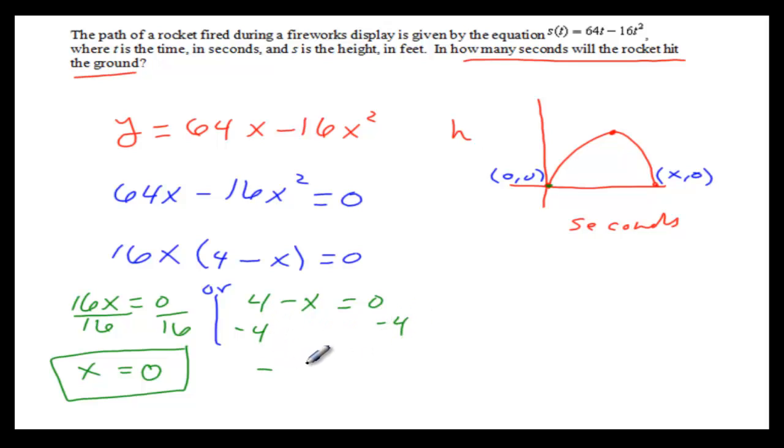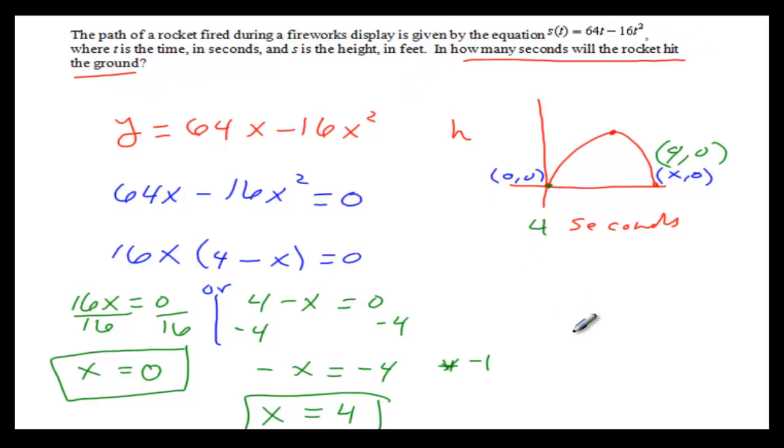And the other one: you subtract 4 and get negative x equals negative 4, and then you multiply both sides by negative 1 to get rid of the negatives. You get x equals positive 4, and that is the other one. So after 4 seconds, this point is 4 and 0. After 4 seconds, the rocket will hit the ground again. Work well.